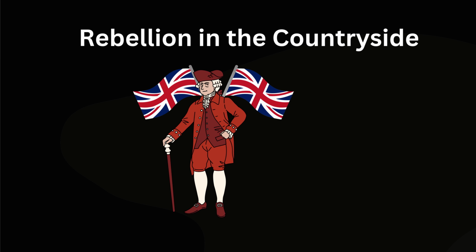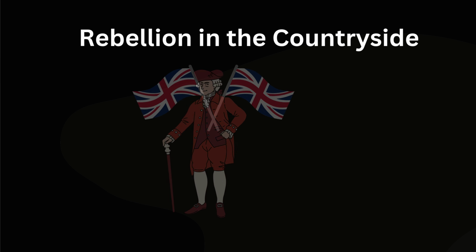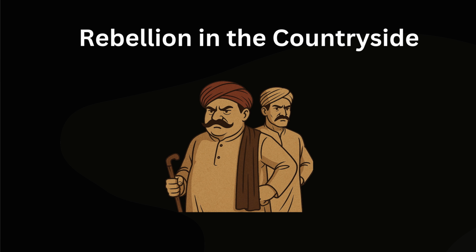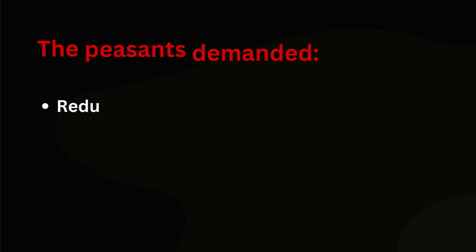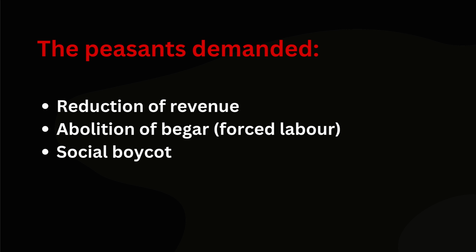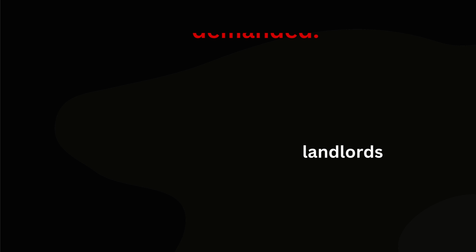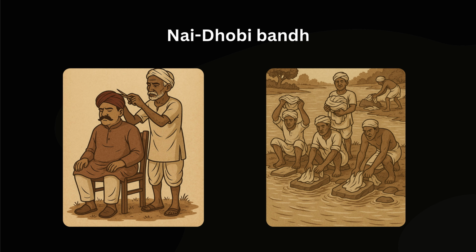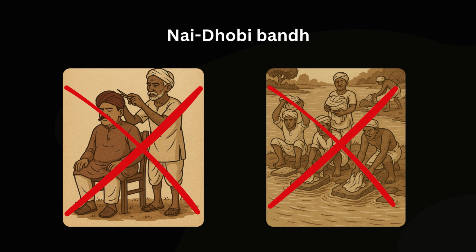The movement here was not directly against the British, but it was against the oppressive landlords. The peasant movement demanded reduction of revenue, abolition of begar, which is forced labor, and social boycott of oppressive landlords. Interestingly, in many places, Nai Dhobi bands were organized. So, barbers and washermen stopped working for landlords.